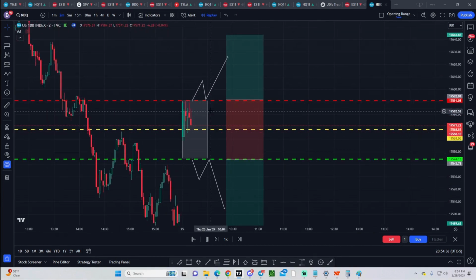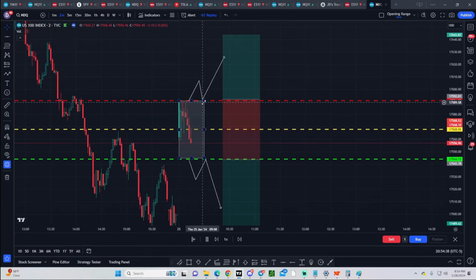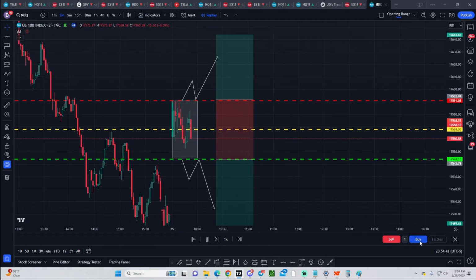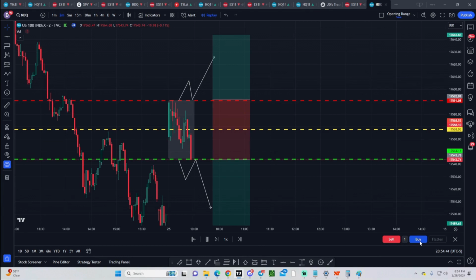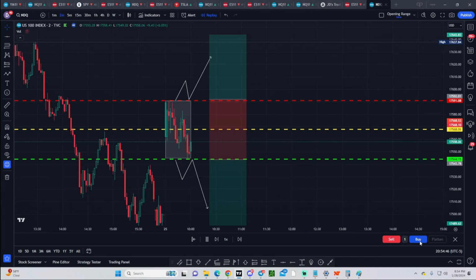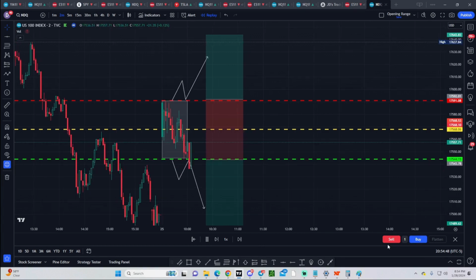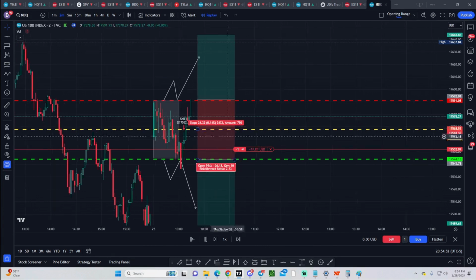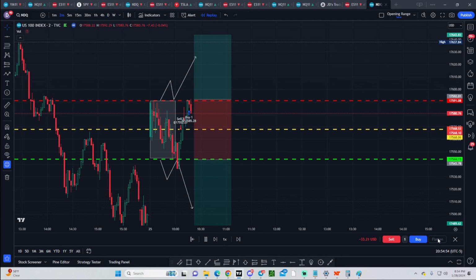So again, this 30 minutes doesn't start until we go above this area. I have a buy and a sell button here. So we'll see what happens. All right, so broke down. I sold there. I got stop loss. Probably right here. I'm flat.